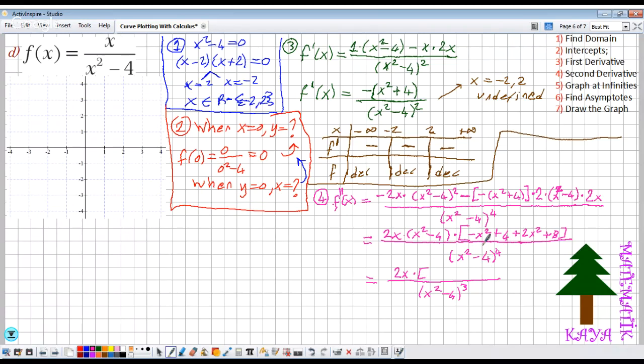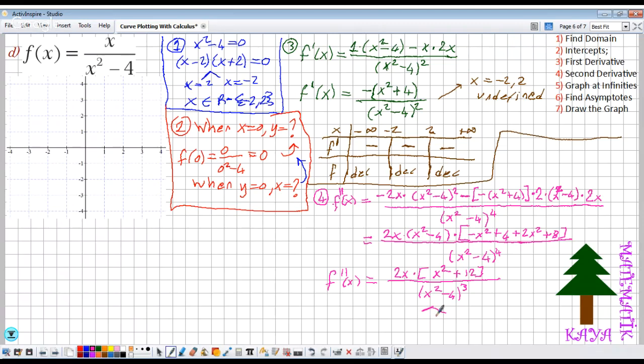What about inside the brackets? 2x squared minus x squared is 1x squared. So then 4 plus 8 makes 12. So this is the second derivative of f of x.